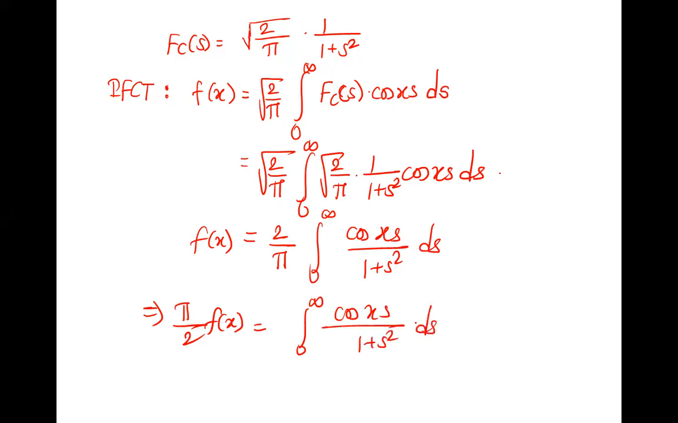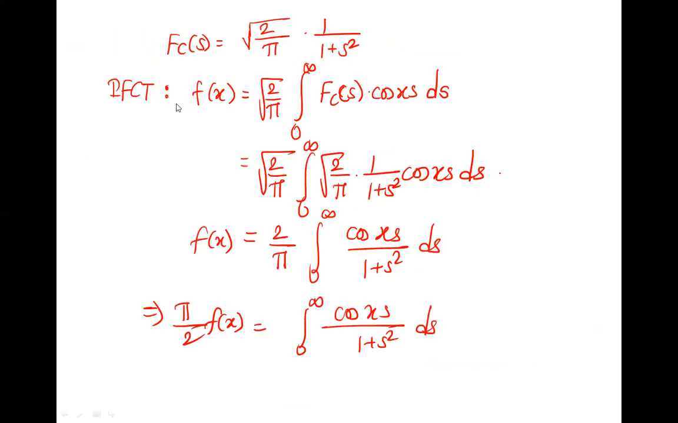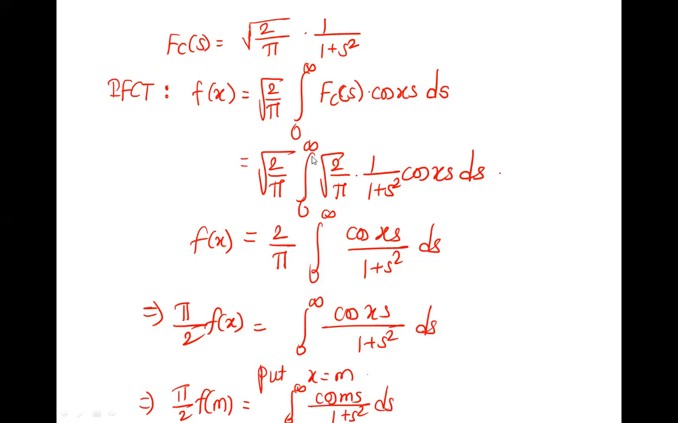Just check the evaluate part once and tell me. There is cos mx upon 1 plus x square dx. So yes, x we take as m. We got that s is x there and x is m. So first we put x as m. So it is pi by 2 into f of m, which is the integral of cos ms upon 1 plus s square ds. But f of m is e raised to minus m. Here you have to write x as m, e raised to minus m.